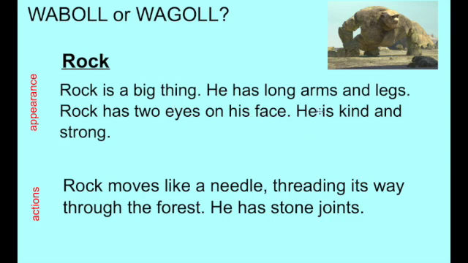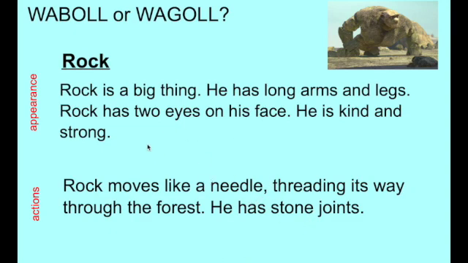He is kind and strong. That's okay. He's kind and strong. Yeah, that kind of fits. Rock moves like a needle threading its way through the forest. Now that's a lovely simile. But does it really describe how Rock moves? I would probably say no, because Rock doesn't move like a needle. He's a bit more blunt. He's a bit more clumsy and lumbering in the way he moves. That might be a better way of describing Paper or Scissors, really. A needle threading its way, very accurate, very precise. I don't think Rock is very precise.